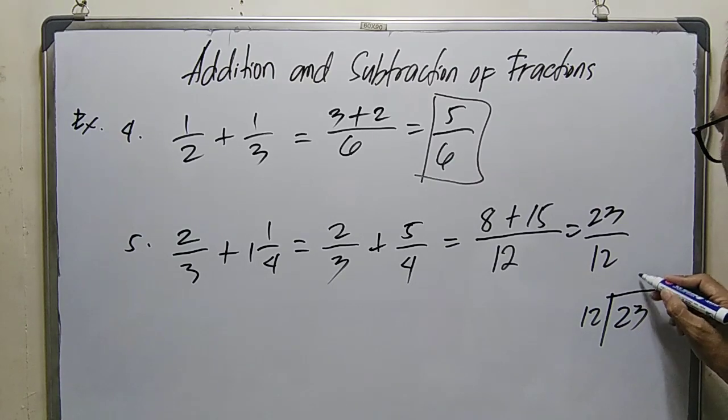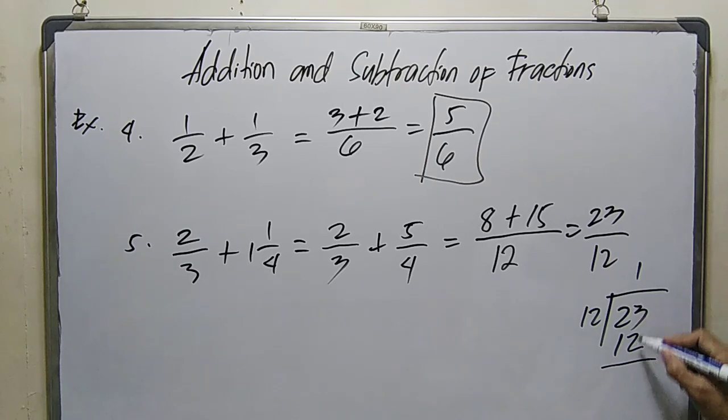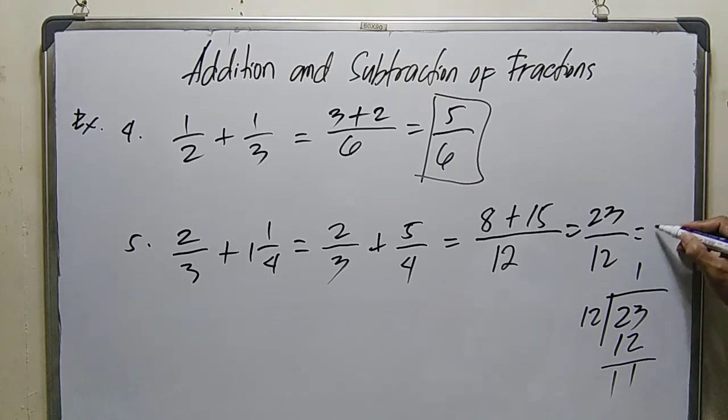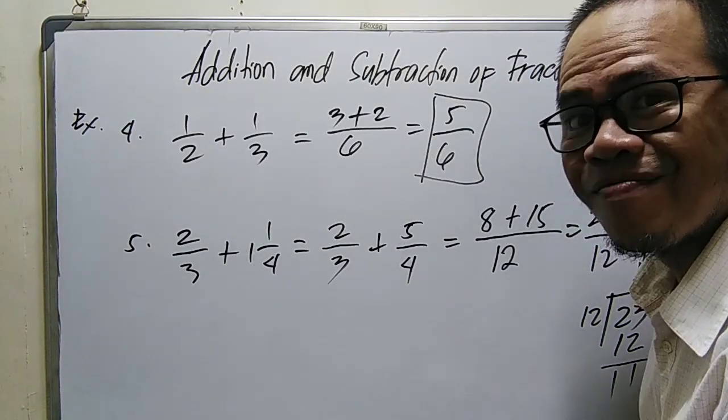23. So, 1. Hindi siya pwede 2 kasi 24. So, 1. So, 12. So, 1 and 1. So, 1 and 11 over 12. This is your final answer.